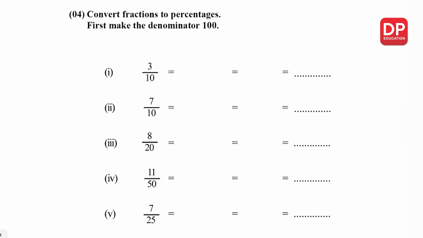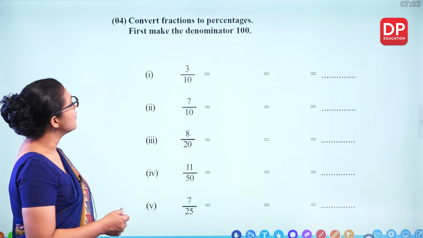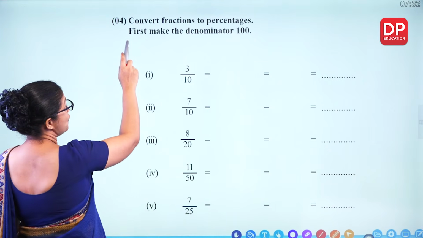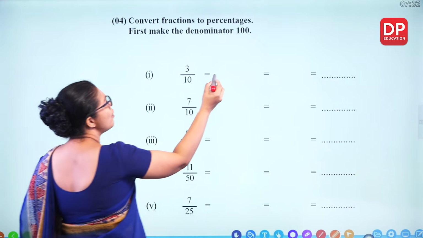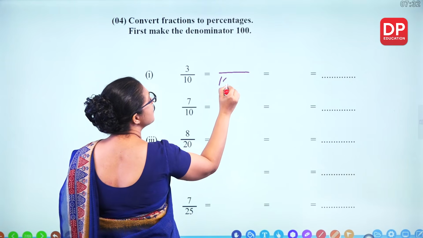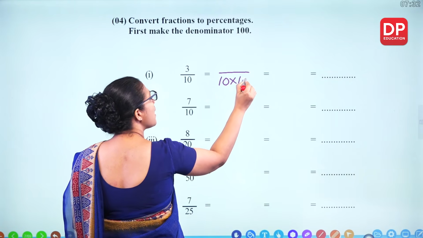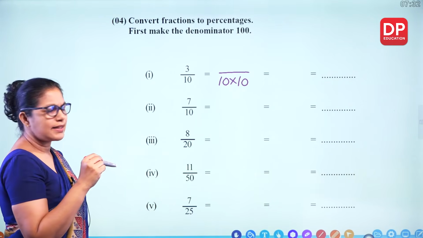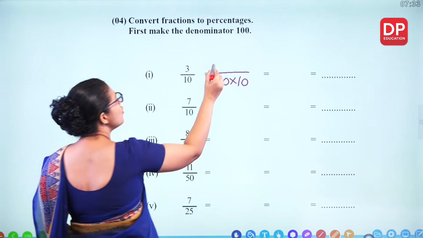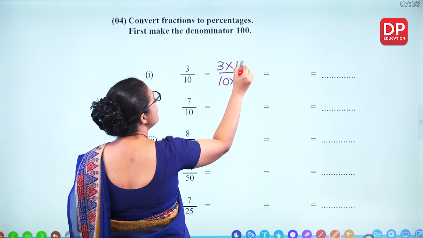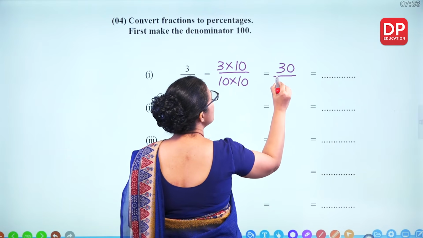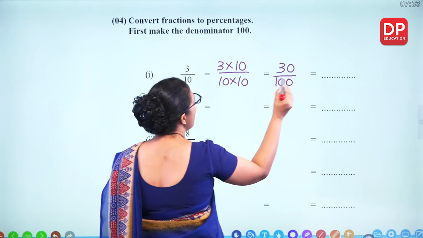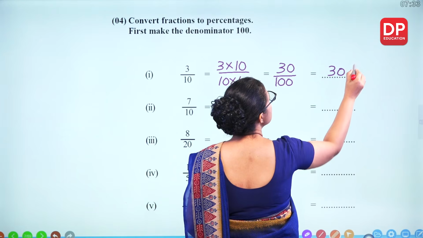Convert fractions to percentages. How do we convert? Here it says first make the denominator 100. So 10 is there. How do you make the denominator 100? Multiply by 10. 10 times 10, 100. You do the same thing to the numerator. 3 times 10, that's 30. 30 over 100, you can write as 30%.